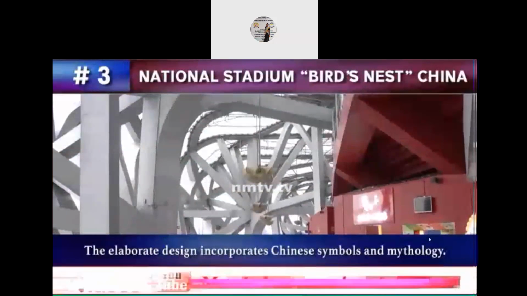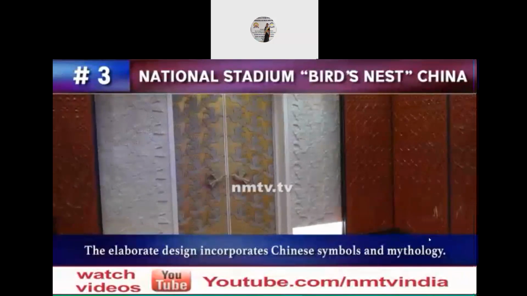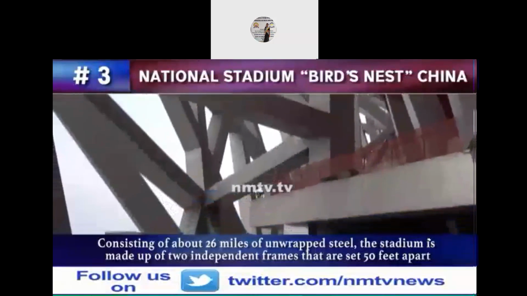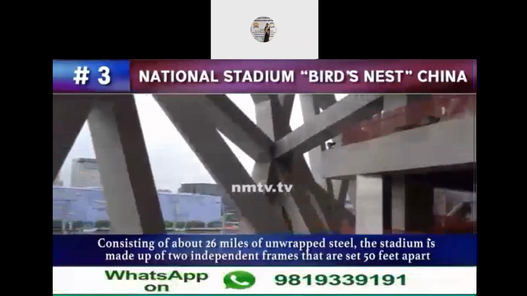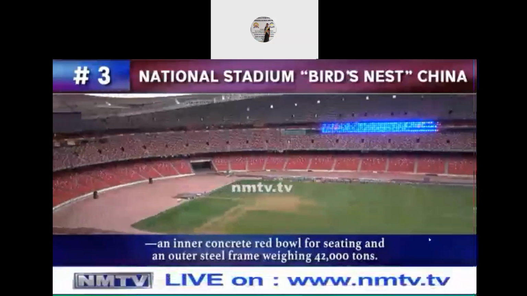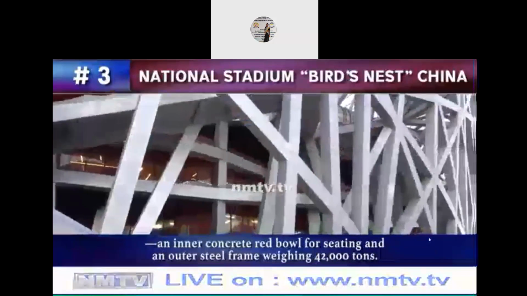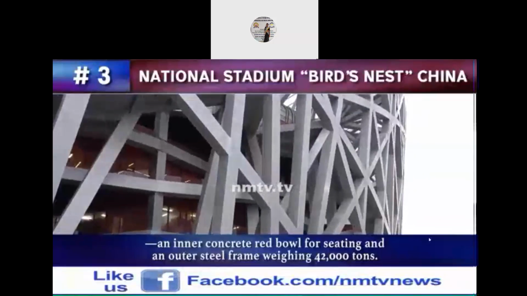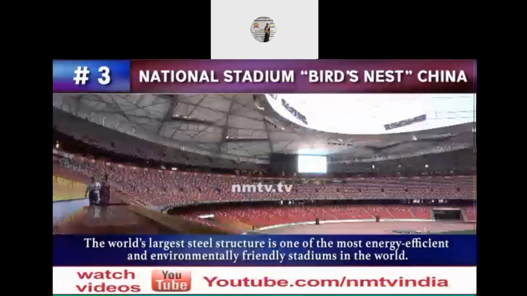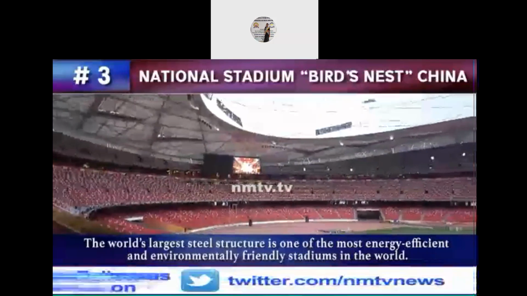The elaborate design incorporates Chinese symbols and mythology. Consisting of about 26 miles of unwrapped steel, the stadium is made up of two independent frames that are set 50 feet apart, an inner concrete red bowl for seating, and an outer steel frame weighing 42,000 tons. The world's largest steel structure is one of the most energy efficient and environmentally friendly stadiums in the world.